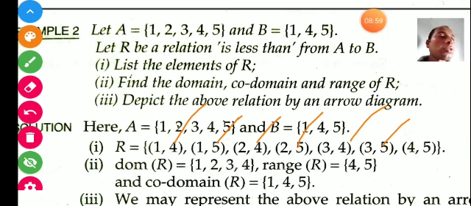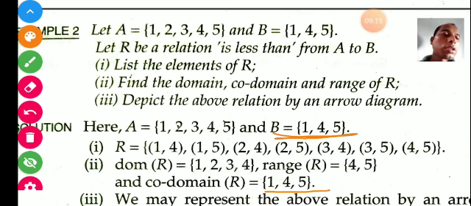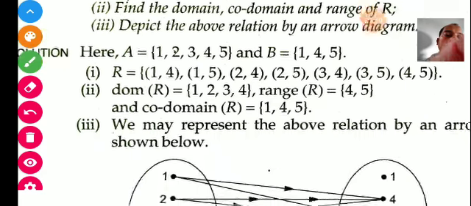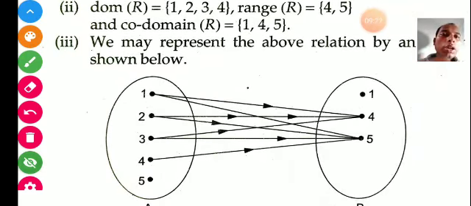So students, here the second elements are 4 and 5 only. And what is the codomain? The set B is called the codomain here. So the codomain of R is {1, 4, 5}. Now we have to depict it in an arrow diagram. So look at the arrow diagram here.